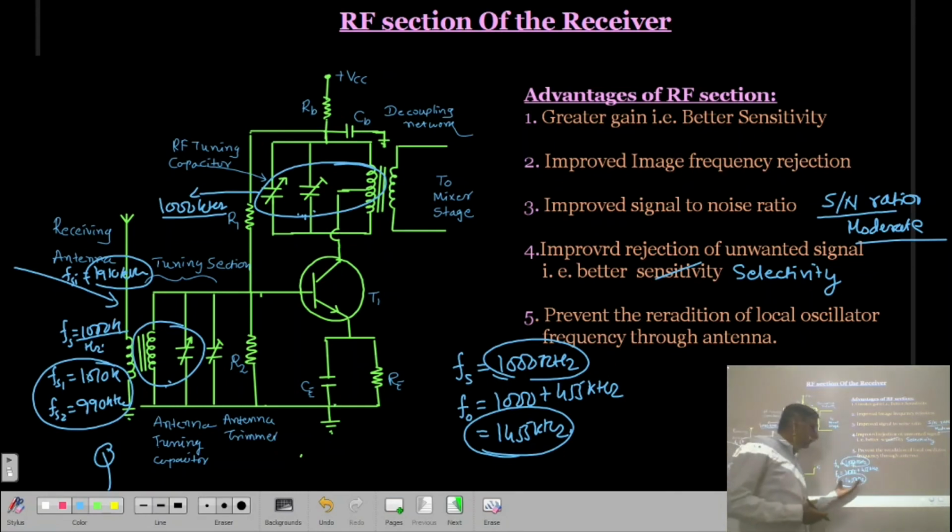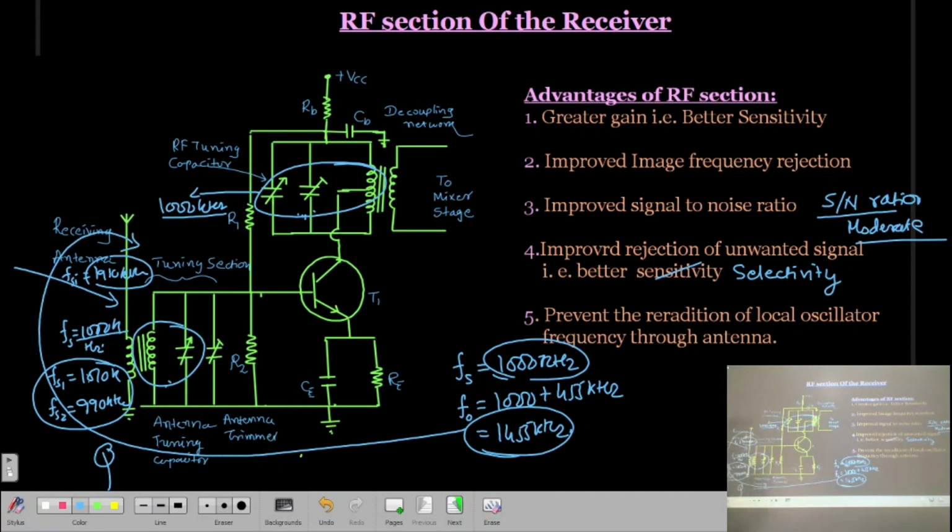This local oscillator frequency is very strong. The amplitude of the local oscillator frequency is strong. Then what will happen? This frequency will try to enter into this radio through this antenna, because the antenna is nothing, it is simply a conducting wire. It will also produce current according to the radiation. So if the oscillator frequency is strong, the radiation will also be there, and this radiation is picked up by this antenna.